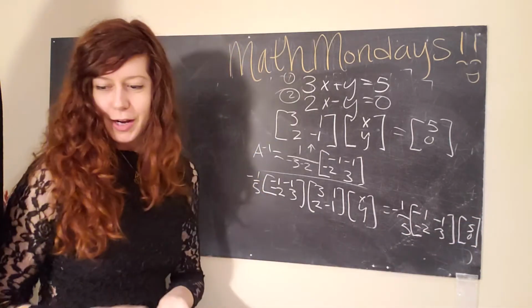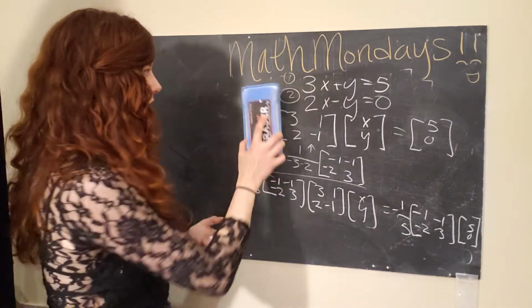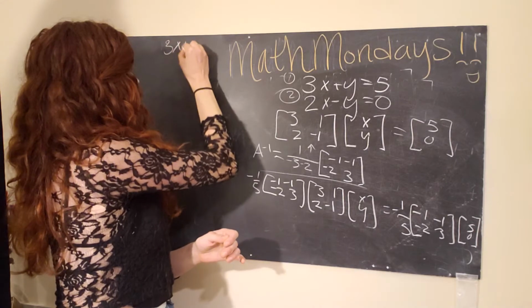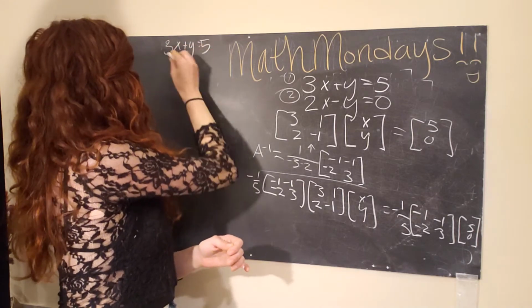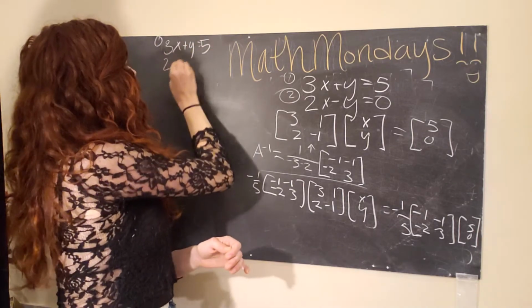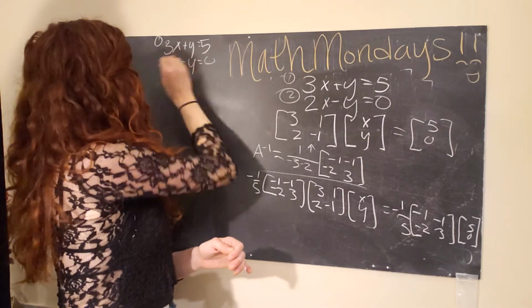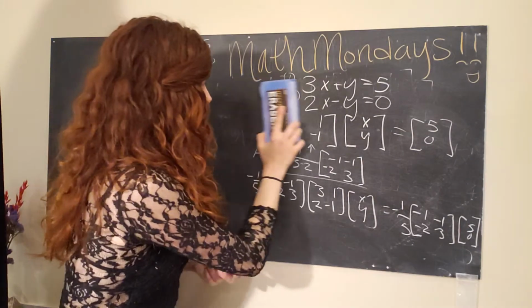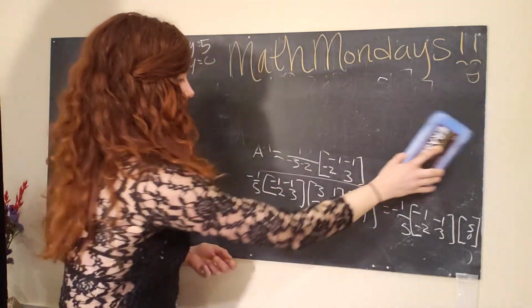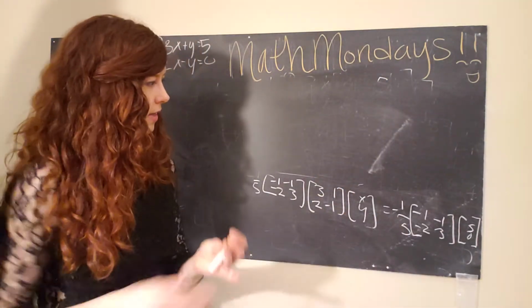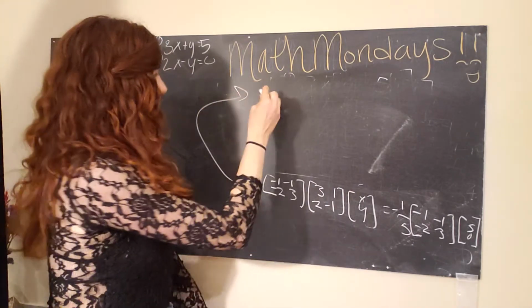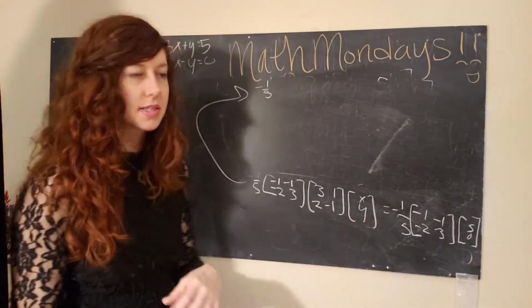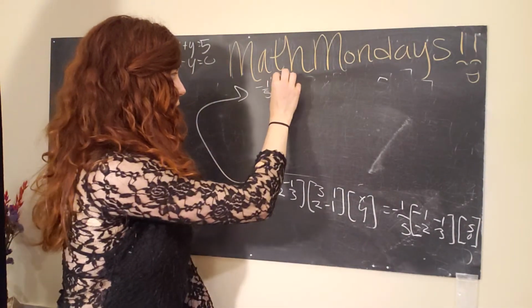Here's where I run out of space, so I'm going to have to erase the top of this. I'm going to write these up top: 3x plus y equals 5, and 2x minus y equals 0. That way they are written somewhere. All right, and now we're going to bring this up top, and we're going to get -1/5. I'm just going to keep leaving that out front until we can simplify it a little bit more.